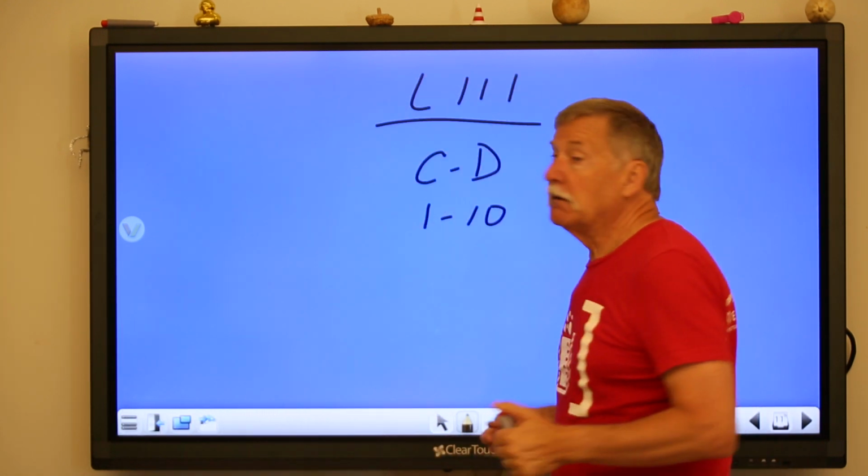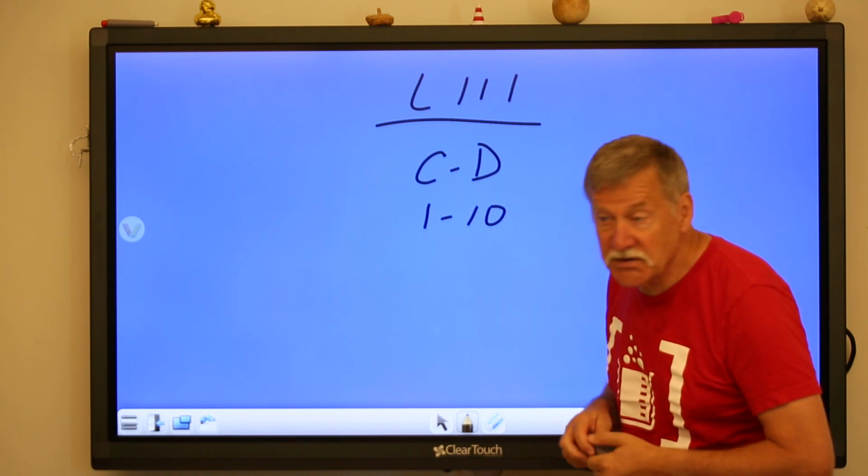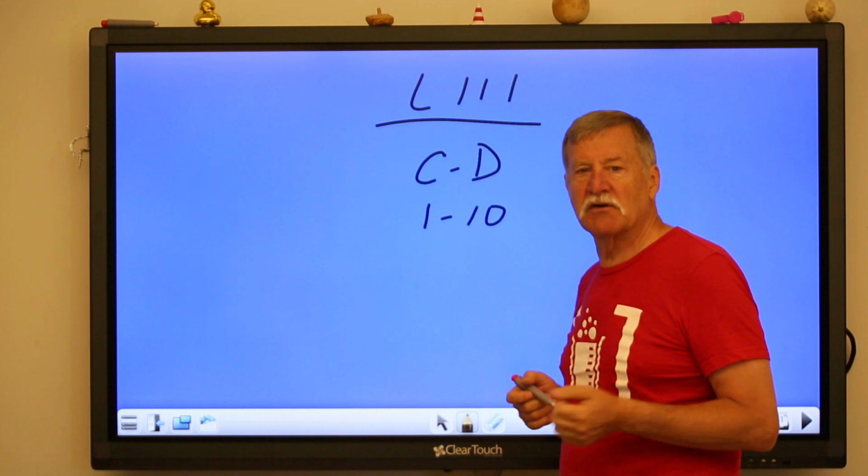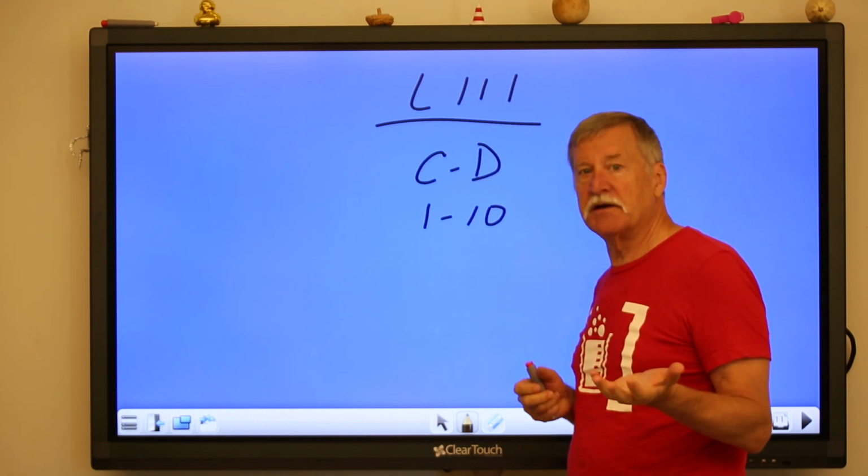Right. Really doesn't get any harder than that. So all you've got to do is use these formulas correctly, and don't forget to put the correct units.